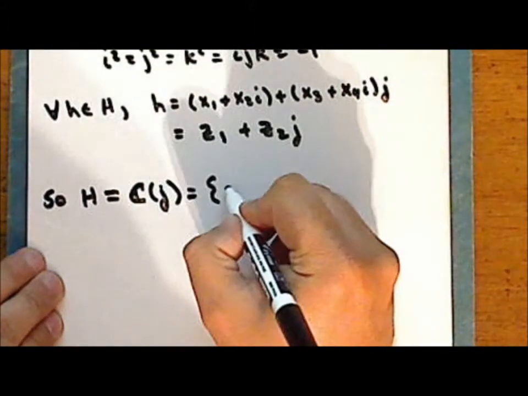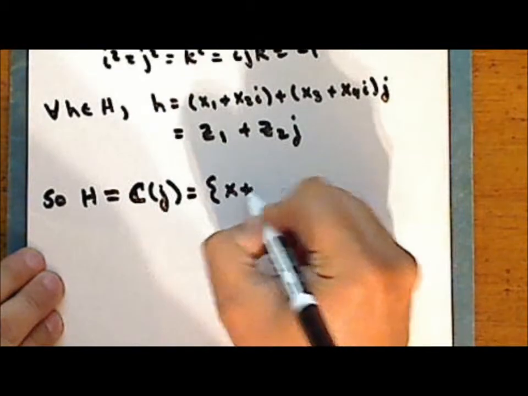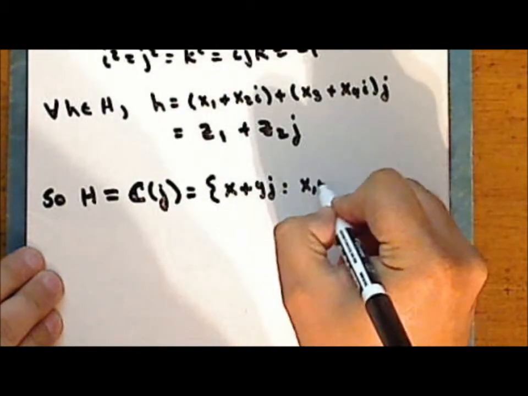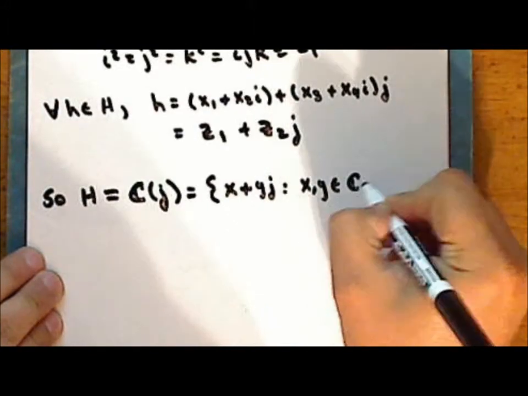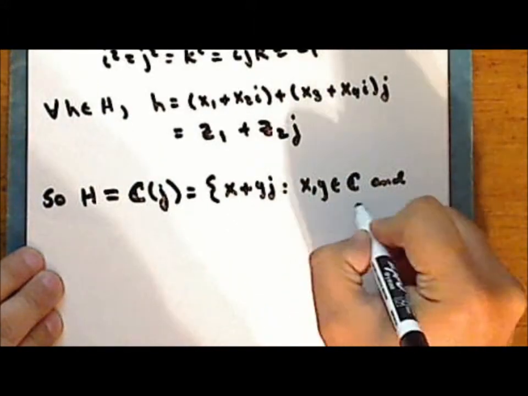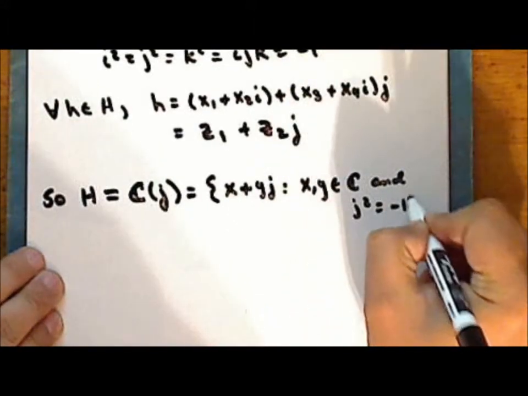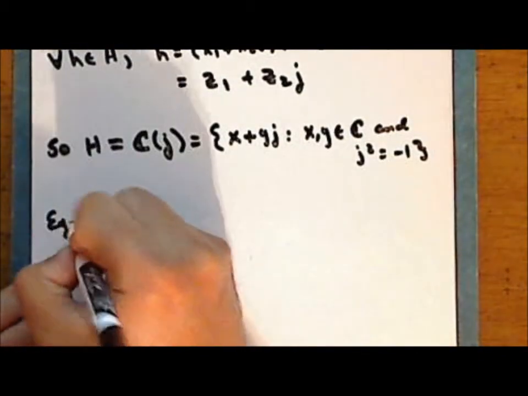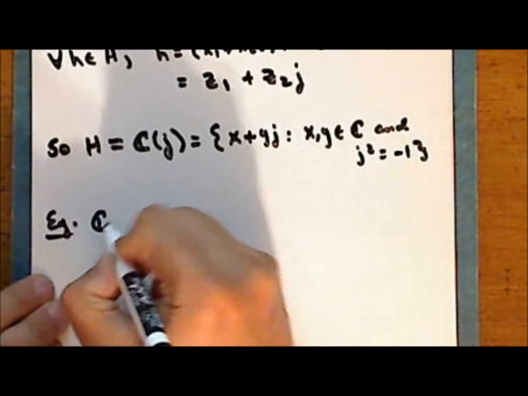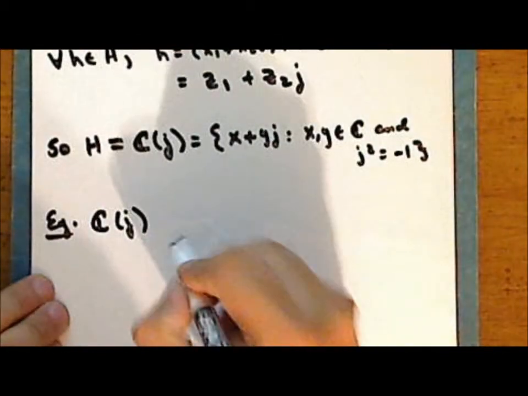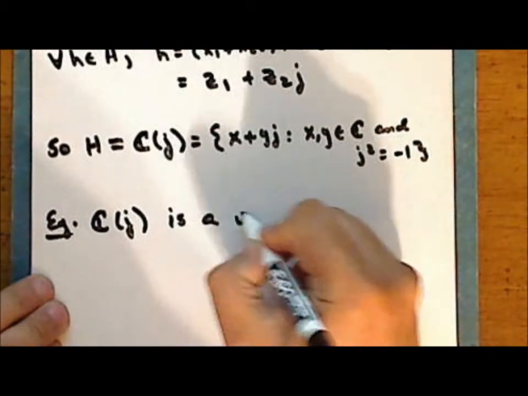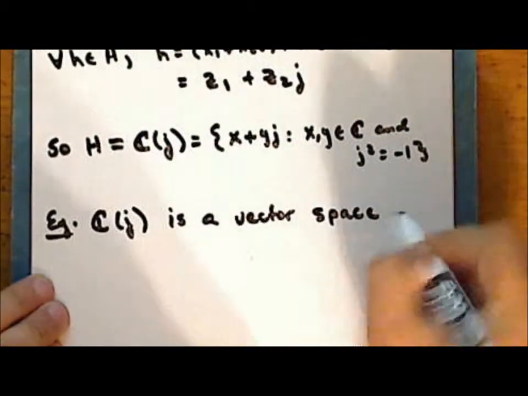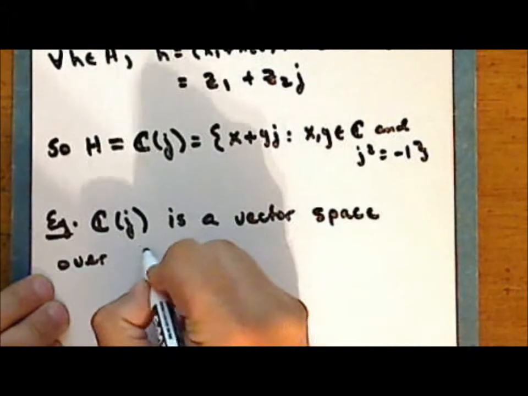And this is the set of all numbers of the form x + yj, where x and y are complex numbers, and j² = -1. So next we will show that this algebraic extension of the complex numbers is a vector space over the field of complex numbers.